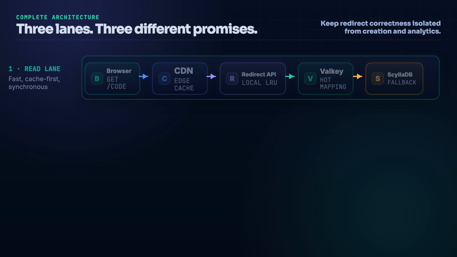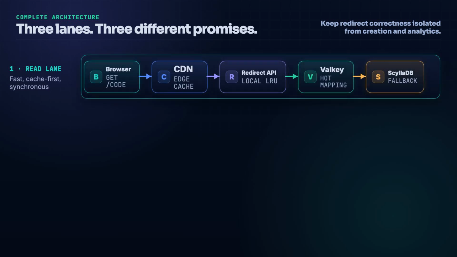Now assemble the system as 3 separate lanes. The read lane is latency critical: edge cache, redirect service, local cache, Valky, and ScyllaDB. It stops at the first hit and returns the redirect.